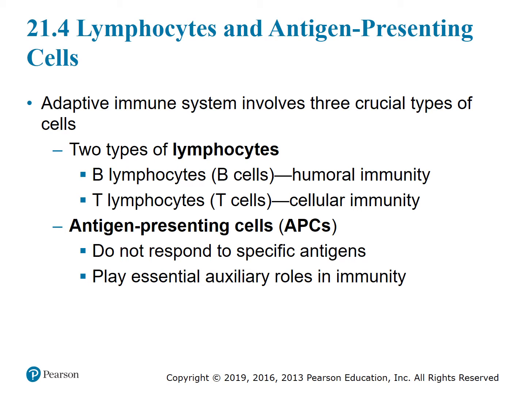Lymphocytes and antigen-presenting cells. The adaptive immune system involves three crucial types of cells. Two types of lymphocytes: the B lymphocytes or B cells that are responsible for humoral immunity, and the T lymphocytes or T cells that are responsible for cellular immunity. And antigen-presenting cells that do not respond to specific antigens but play an essential auxiliary role in immunity.